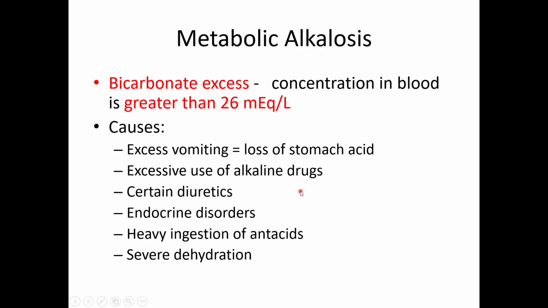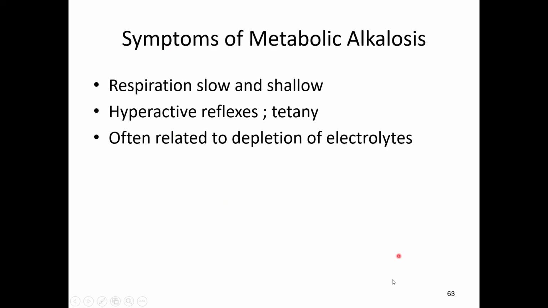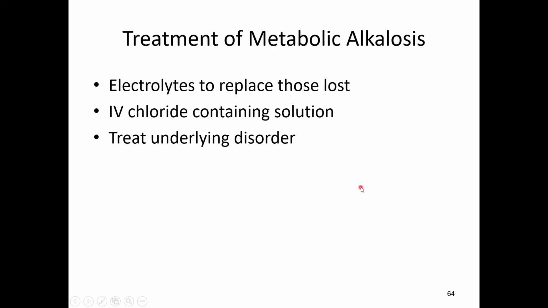Excessive use of alkaline drugs like antacids, certain diuretics. Endocrine disorders, hormonal disturbances may be the cause. Heavy ingestion of antacids, severe dehydration. Symptoms of metabolic alkalosis are slow and shallow respiration and tetany, and it will lead to the depletion of electrolytes. Again, in alkalosis, whether metabolic or respiratory, electrolytes are to be replaced by giving chloride ion solution.